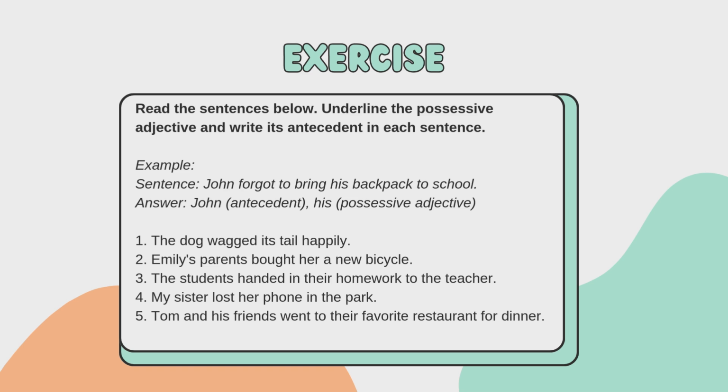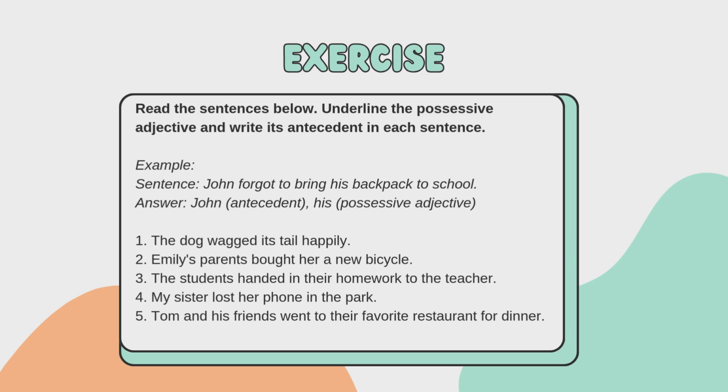Let's try to solve the sentences together. The dog wagged its tail happily. Where is the possessive pronoun here? Its is the possessive pronoun. Who wagged its tail happily? The dog. The dog wagged its tail happily, right? So to whom does the tail belong to? To the dog. This is the tail of the dog. Its is the possessive pronoun and dog is the antecedent.